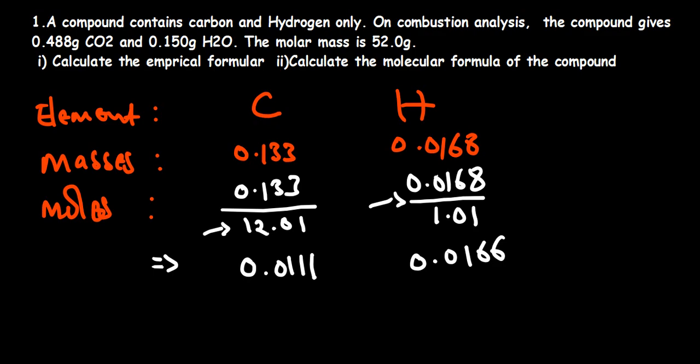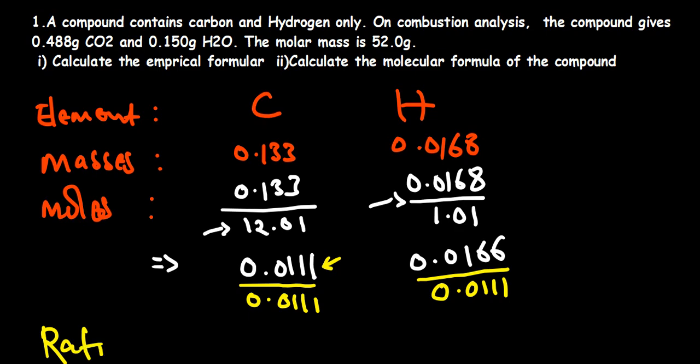Once you have your moles here, you pick the one which is the lowest. So which one is the lowest here? You pick the lowest and then you divide all the moles that you have by it. We see that this one here is the smallest number among these two moles. So we are going to divide this one by itself, and then we are also going to divide this one by the smallest number of moles. What we are getting now is our ratio. When I divide this, I'm going to get 1, and when I divide this, I'm getting 1.5.